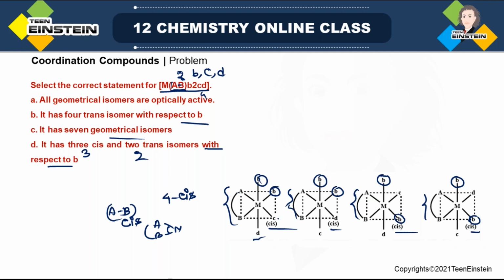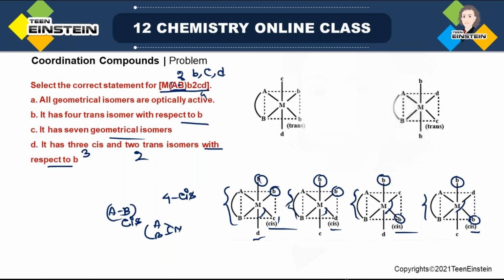And basically, if you consider these other two monodentate ligands C and D, these two are also cis to each other. See, in all cases, the angle is 90 degrees, right? So that is all about cis. Total four cis are there. But what about trans? So here we have trans. How many trans? Three trans are written.